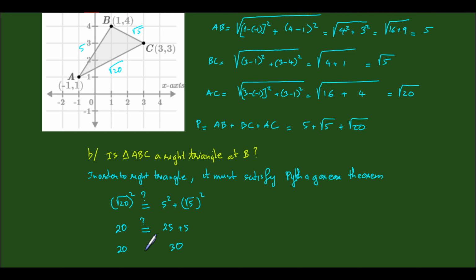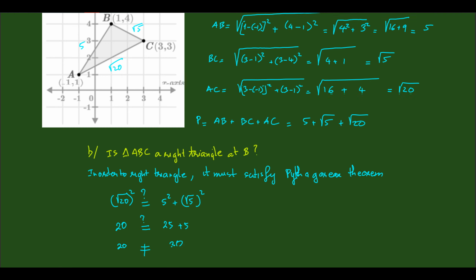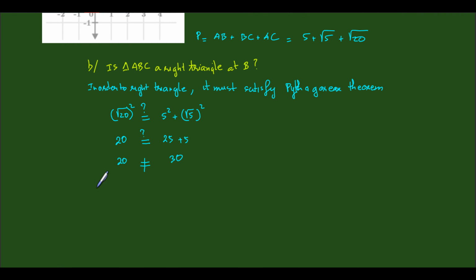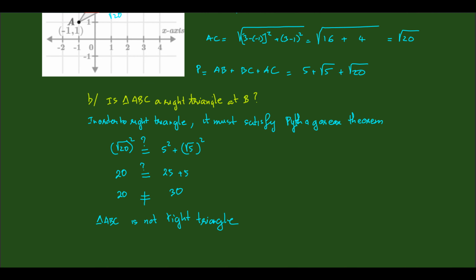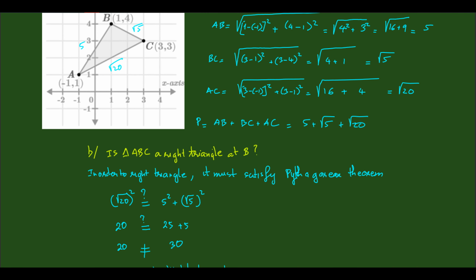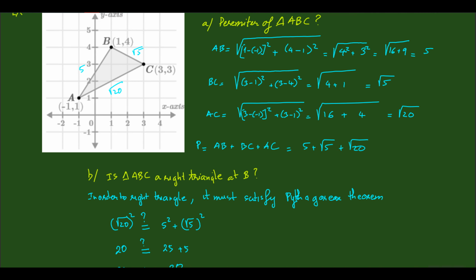So do you think this is equal? No. So this is not equal, and because this is not equal, I can conclude that triangle ABC is not a right triangle. Okay, it's not a right triangle, because this does not satisfy the Pythagorean theorem.